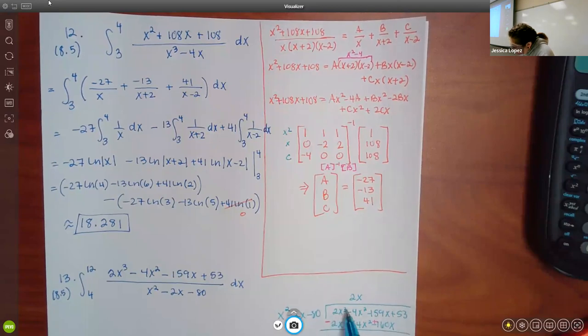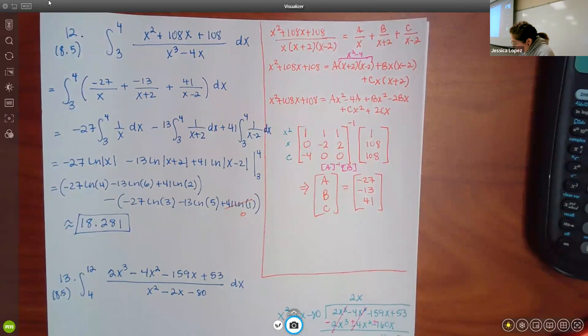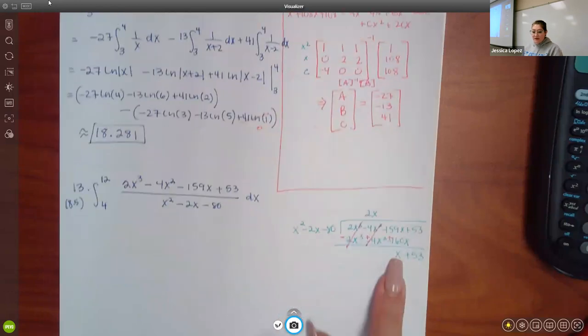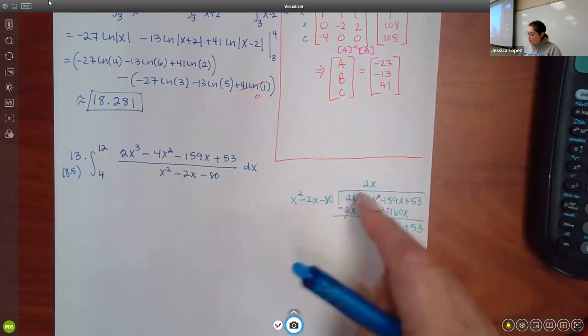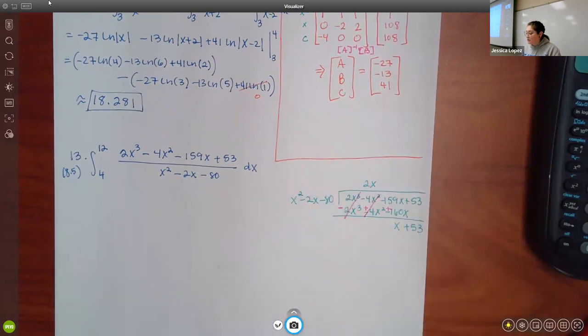So 2x cubed minus 2x cubed means there's no more x cubes. Negative 4x squared plus 4x squared means there's no more x squares. And negative 159x plus 160x is going to be a positive 1x. And I do have to bring down my plus 53. Now, unfortunately, you're not supposed to get into fractions, but I can't multiply something by x squared and have it go down to x, right? It's not going to go down, okay? So you cannot use anything else. This is as far as your division is going to go.